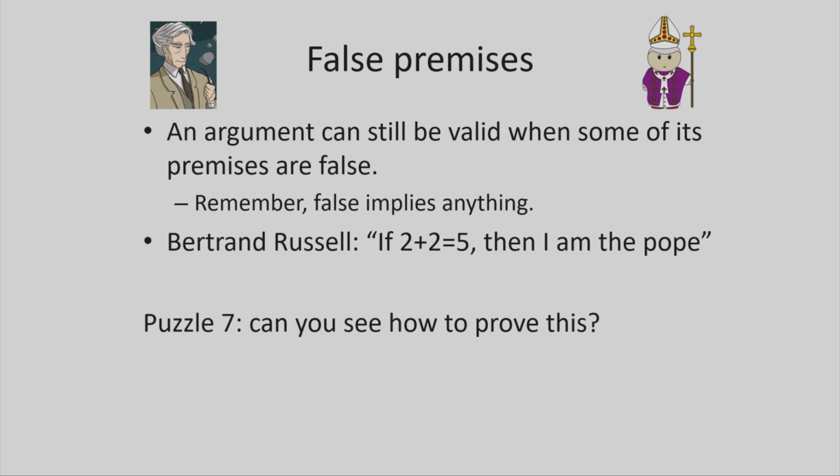A famous logician, Bertrand Russell, once was told, well, if you think that false implies anything, prove to me that if 2 + 2 = 5, then I'm the Pope. Well, Bertrand Russell thought about it and said, yeah, sure, here is a proof. Next time, I'll talk about this proof, but for now, think about it and see if you could figure it out yourself. How would you prove that if 2 + 2 = 5, then I'm the Pope?